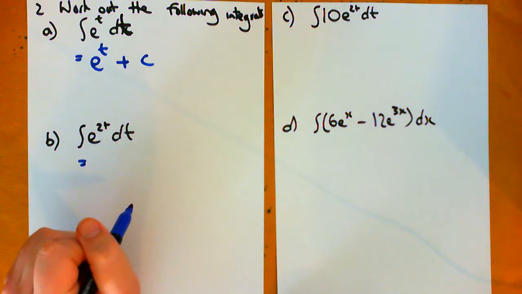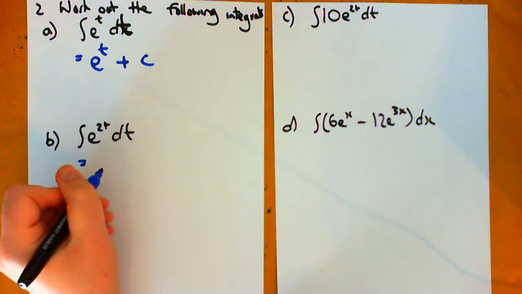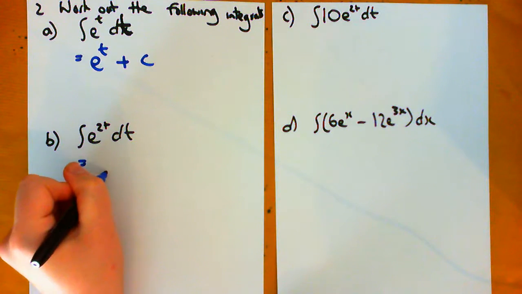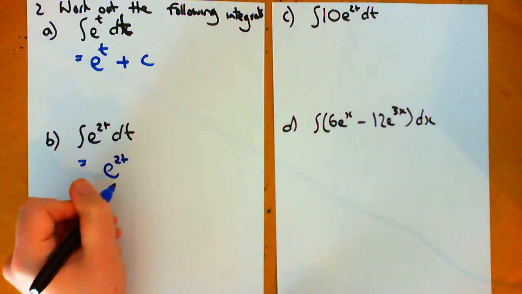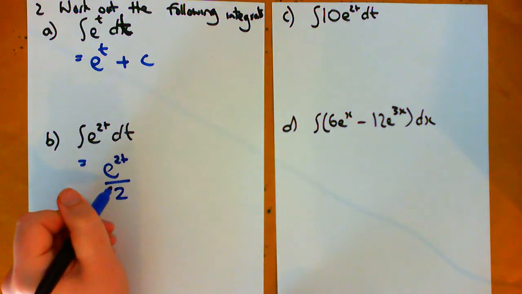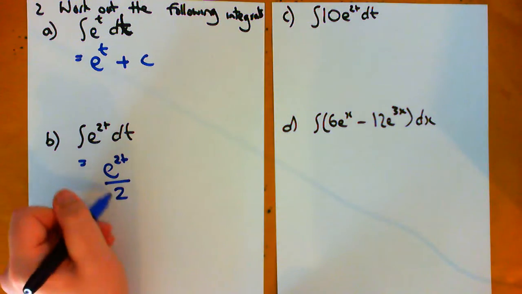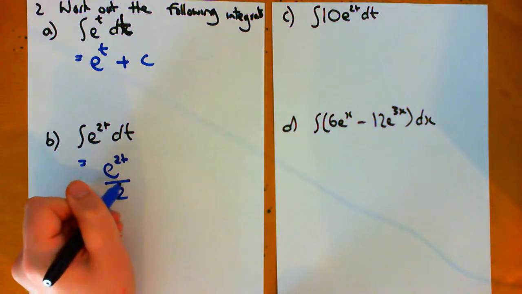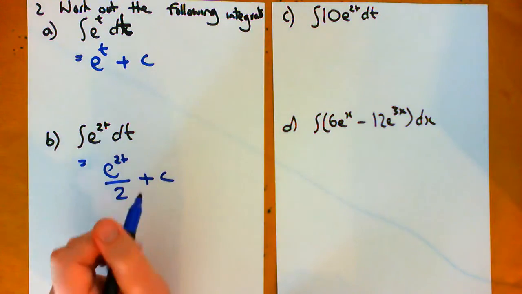Integrating means we do the opposite, so instead of multiplying by 2, we divide by 2. So we get e to the 2t divided by 2. Now if we were to differentiate that, we would get 2 e to the 2t over 2, and the 2's would cancel to get us back to e to the 2t.